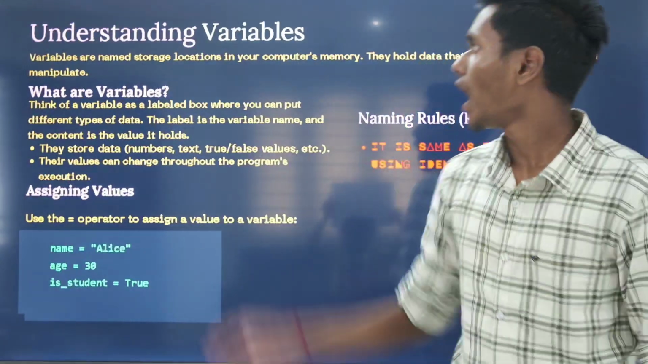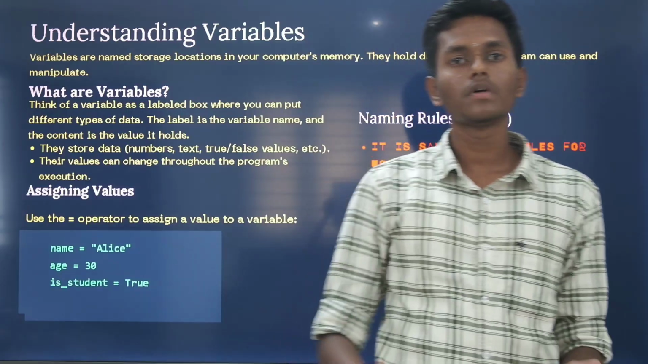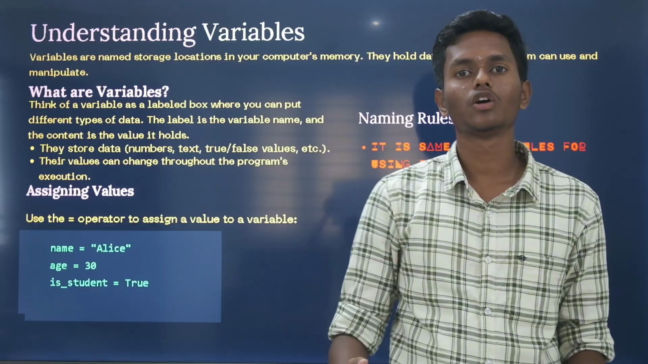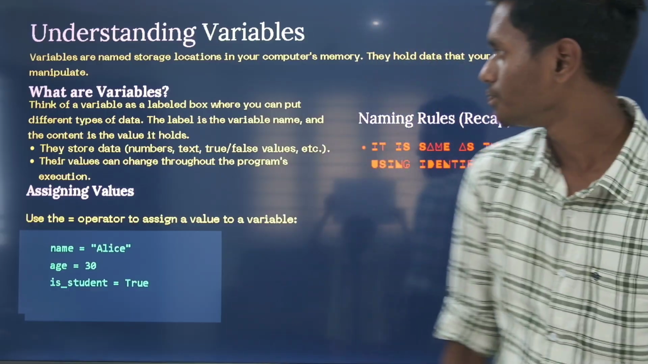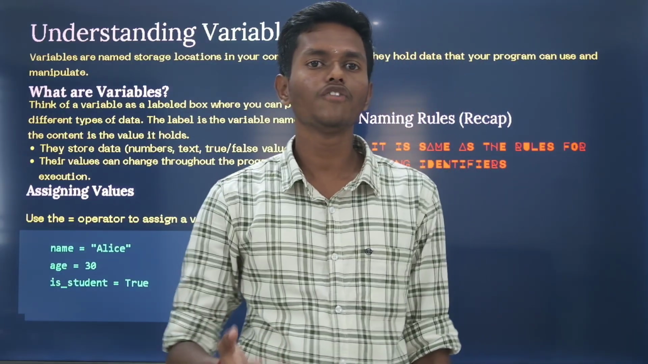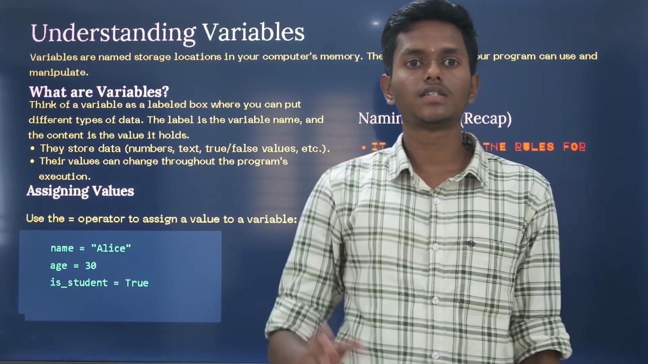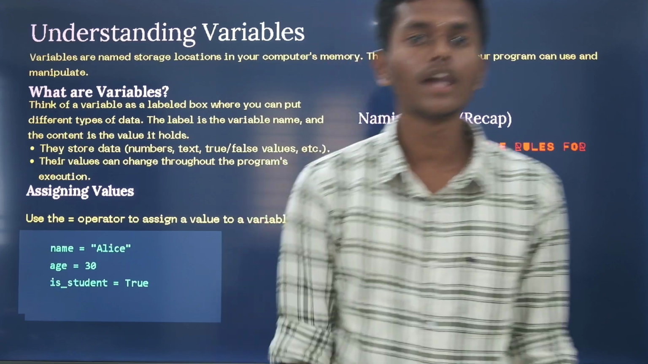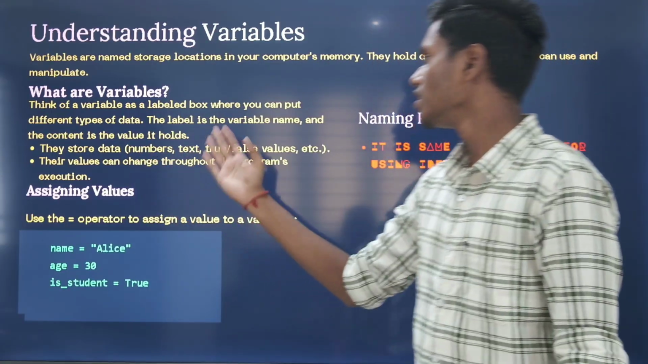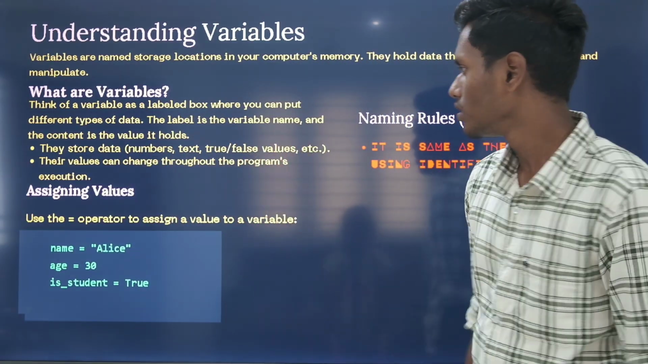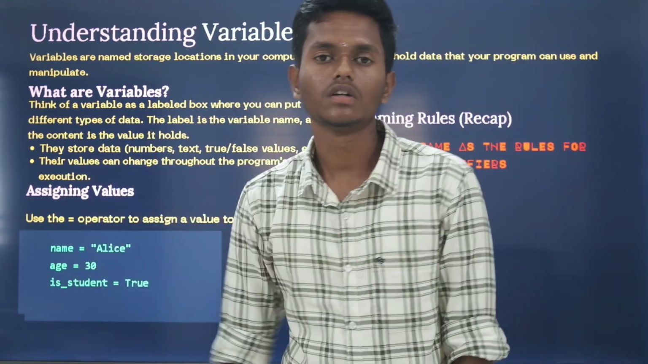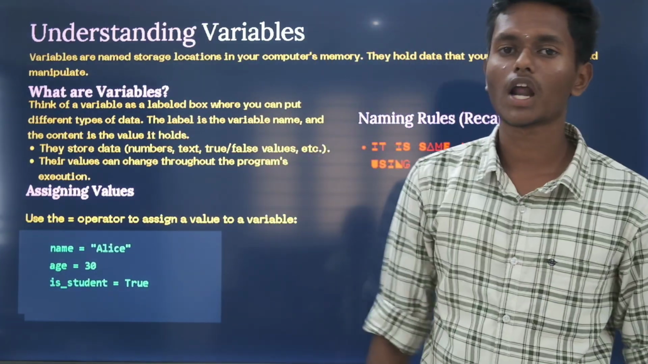Next we'll see understanding variables. Variables are named storage locations in your computer's memory. They hold data that your program can use and manipulate. Think of a variable as a labeled box where you can put different types of data. The label is the variable name and the content is the value it holds. They store data that can be numbers, text, true or false values, etc. Their values can change throughout the program's execution.